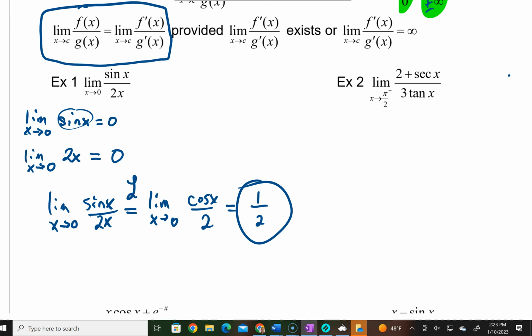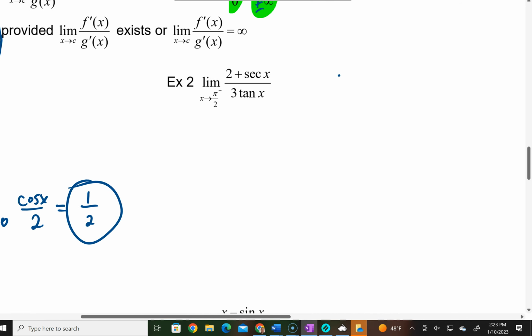Okay? So that is a game changer. You could deal with some very complicated, difficult limits, where in the past you would just say, well, I just don't know how to do it. And L'Hopital's rule will become, without a doubt, your favorite method to work out limits.